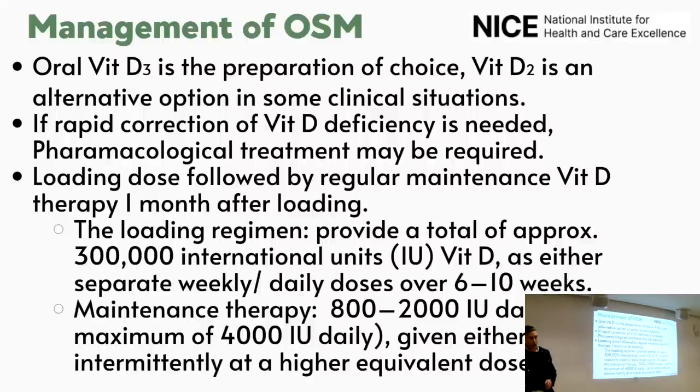And then there are some supplementation regimes. We've got what's called a loading dose, which you might take for the first month, and it's 300,000 international units separated weekly over 6 to 10 weeks. So that's split up. That's what we're looking at potentially taking in over the 10 weeks. Thereafter, you're moving to a sort of 800 to 2,000 IU, so that's international units, dosage on the daily thereafter, until the vitamin D deficiency has been curbed.